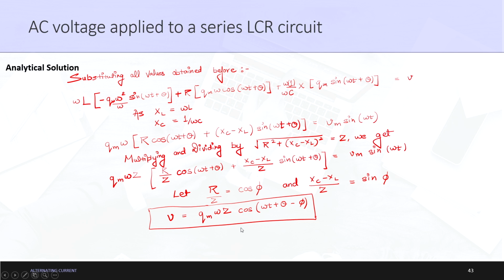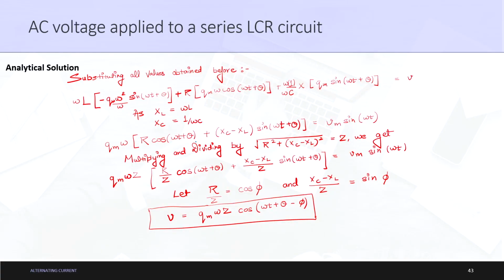If you look at this equation very clearly, we can directly implement the value of XL and XC. What is XL and XC? XL is inductive reactance, XC is capacitive reactance. Okay. After this substitution, just rearranging the terms, we can put qm omega out, and therefore, we can obtain qm omega into R cos(omega t plus theta) plus (XC minus XL) into sin(omega t plus theta), which is equal to Vm sin omega t.